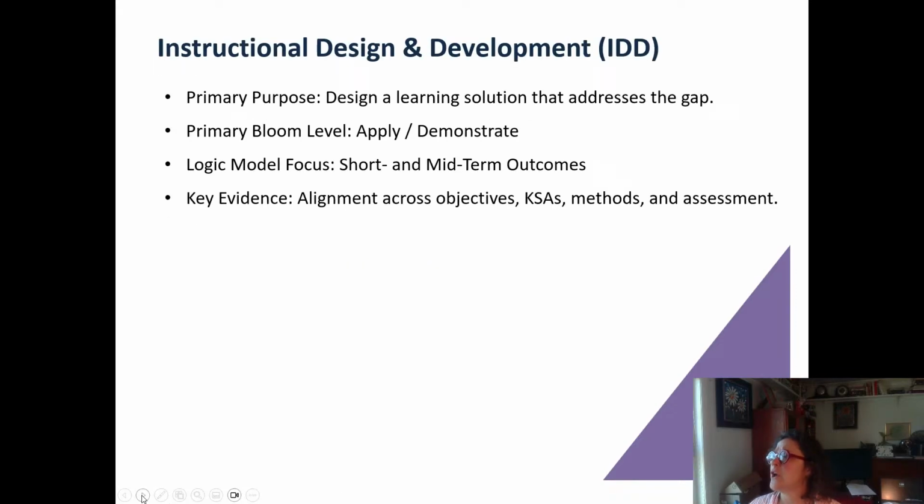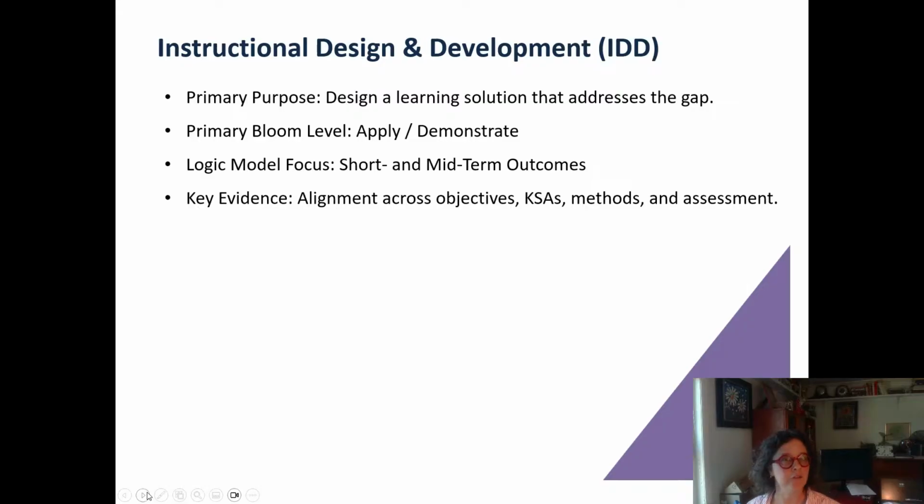That's going to lead us to the instructional design and development part. And the purpose of that is designing a solution that addresses the gap. Again, we're going to be using Bloom's taxonomy. You're going to have this logic model. This is the short-term to long-term, and the key evidence, which aligns across the objectives.